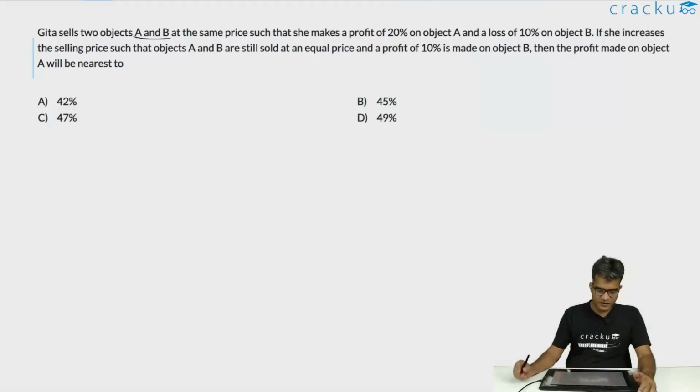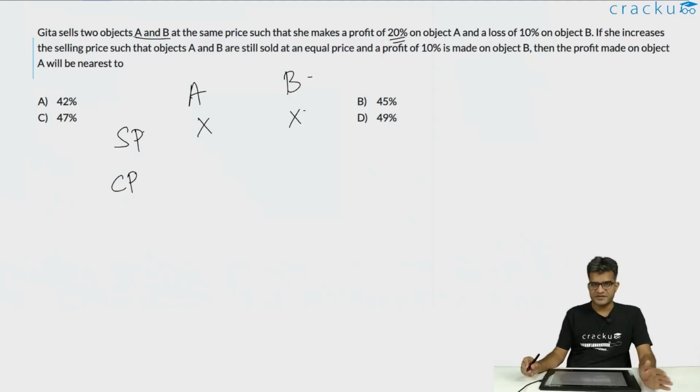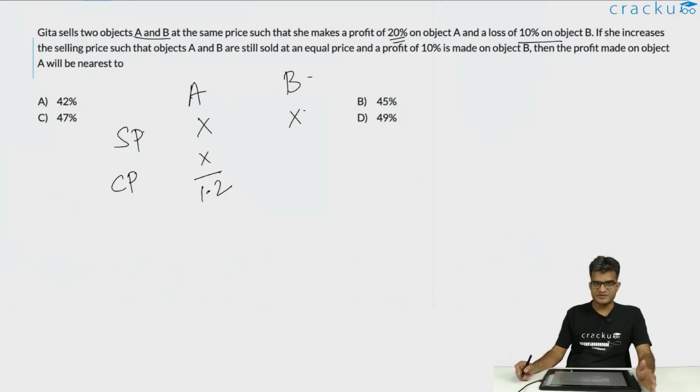In this question, we are told that Geeta sells two objects A and B at the same price. So we have A, we have B. Let the selling price of both be equal to X. On A, she makes a profit of 20%. So the cost price of A is X divided by 1 plus 20%, which is 1.2. And on B, she makes a loss of 10%. So the cost price of B is X divided by 1 minus 10%, which is 0.9.